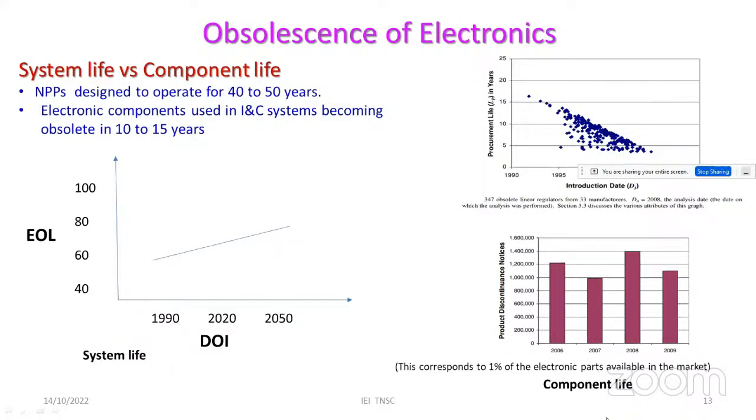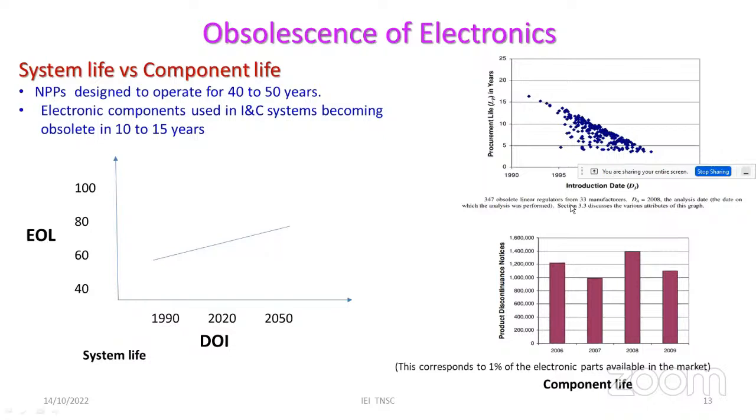But if you take the component life, in 2006 some 12 lakh components will become obsolete. 2007, some 10 lakh. 2008, 14 lakhs. And 2009, some 11 lakhs. Approximately every year, some 10 lakh components will become obsolete.